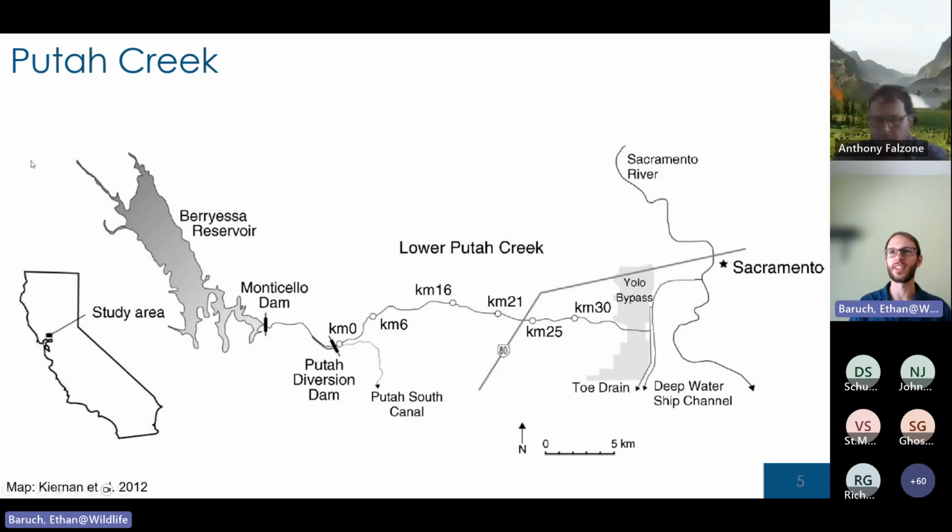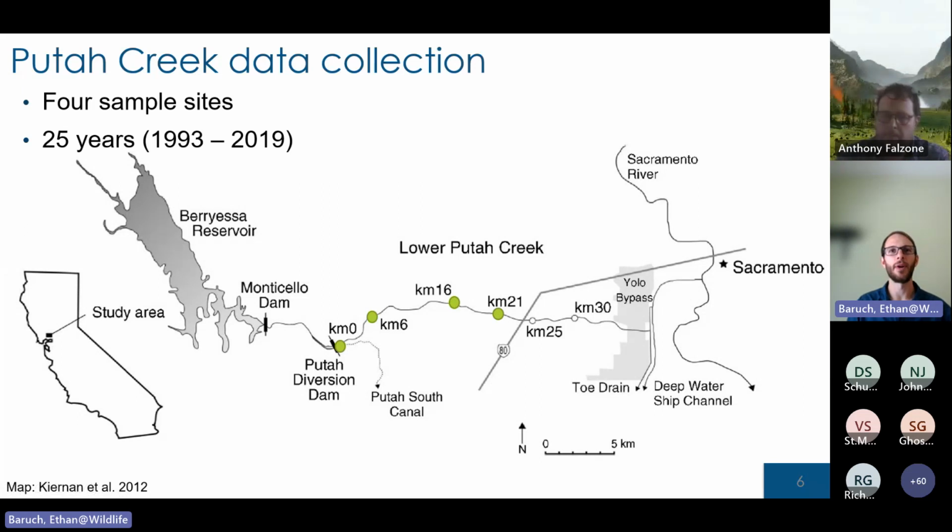If you're not familiar with the system, the headwaters are up in the coastal range. Pewter Creek is impounded by Monticello Dam, forming Berryessa Reservoir. The stream then flows down to the Pewter Creek Diversion Dam, and below that, we have Lower Pewter Creek that then flows down through the Yolo Bypass. Environmental monitoring on Pewter Creek began in the early 90s. In this study, I analyzed 25 years of data from annual fish surveys at 4 sites below the diversion dam, starting right below this dam, down to about 21 kilometers downstream of that.